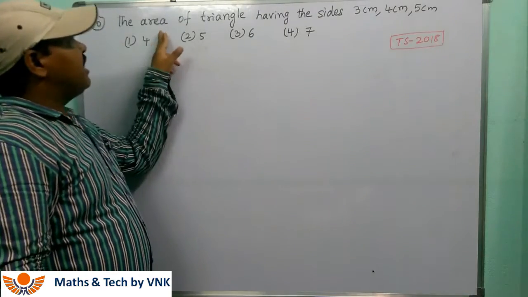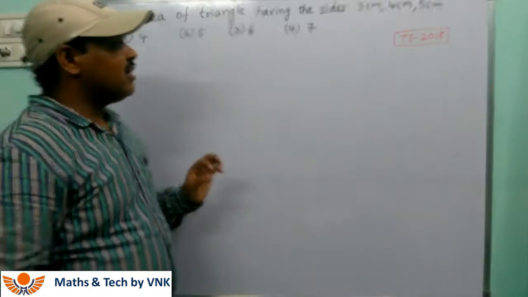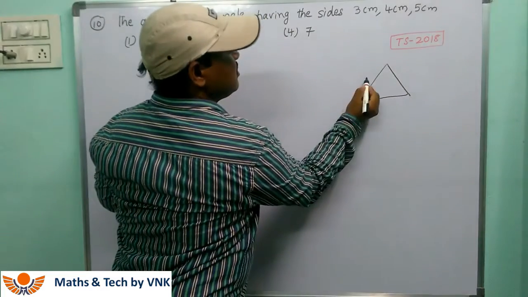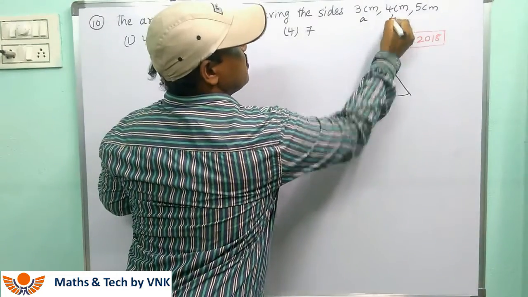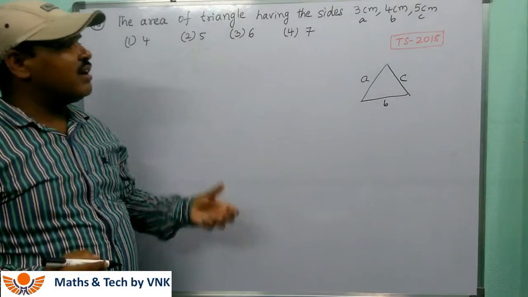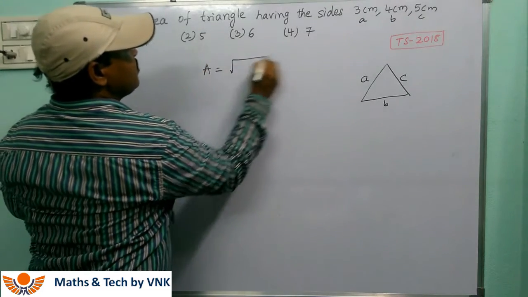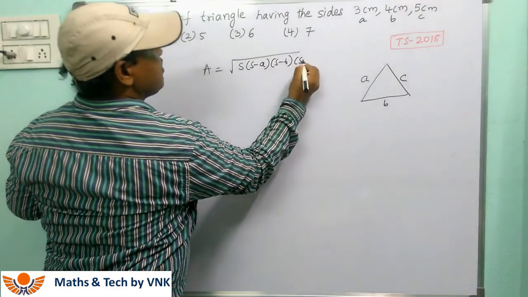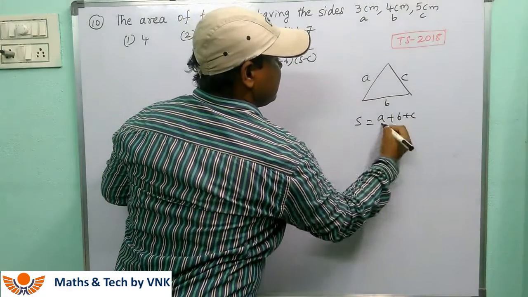Next question is, the area of a triangle having the sides 3 centimeters, 4 centimeters and 5 centimeters. So consider a triangle whose side lengths are given. So A is equal to 3 centimeters, B is equal to 4 centimeters, C is equal to 5 centimeters. When the lengths of the sides of a triangle are given, the formula for the area is: area A is equal to square root of S into (S minus A) into (S minus B) into (S minus C), where S is equal to (A plus B plus C) divided by 2.